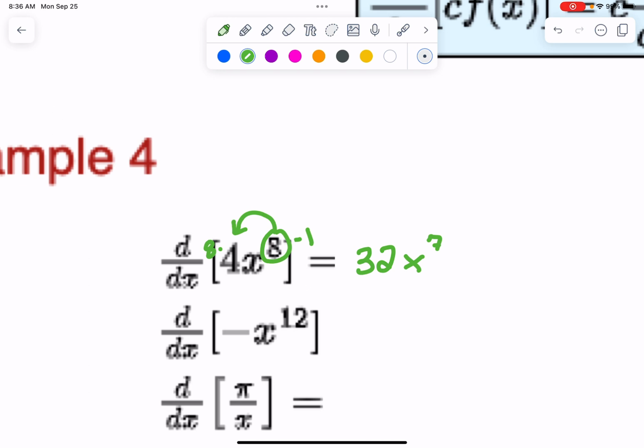Okay, so if there's a number down in front of there, no big deal. Just multiply him by the exponent. Okay, same thing here. This guy is technically a negative 1. So I want to take this 12 and I move him down in front. Negative 1 times 12 is negative 12. And x to that, if I subtract 1 from the exponent, that is 11.